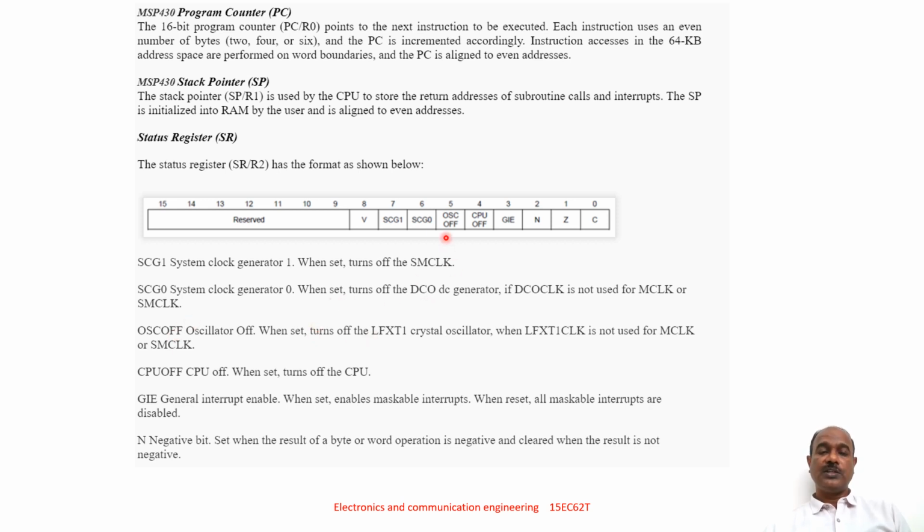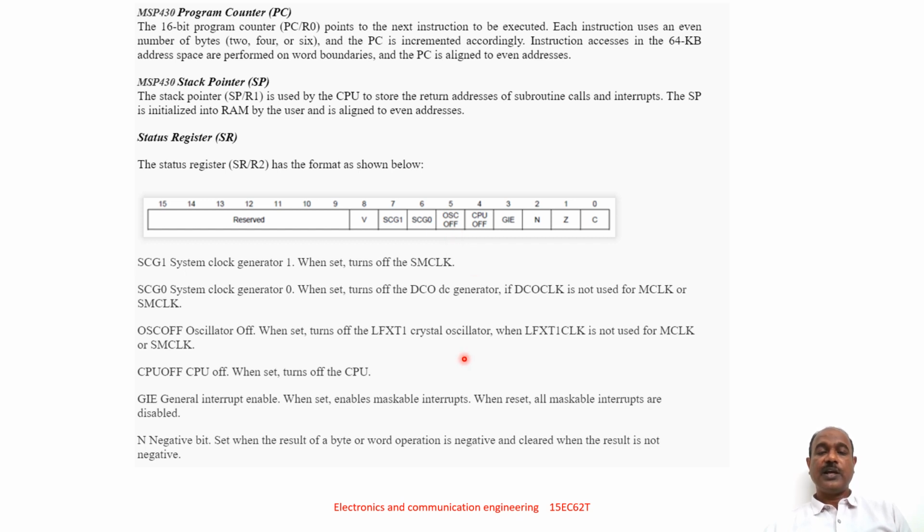Okay, so this next bit, oscillator off. When set, it turns off the low frequency crystal oscillator. Internally, during clock generation, there is one oscillator that is called the low frequency crystal oscillator. If you want to turn that off, you have to make this bit equal to 1.